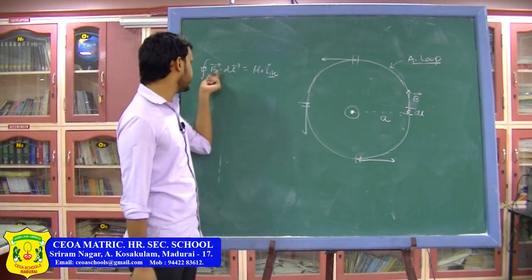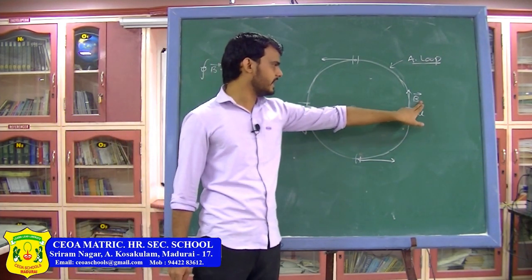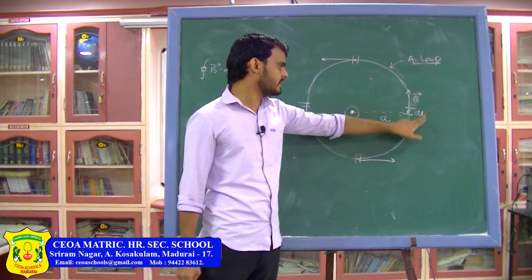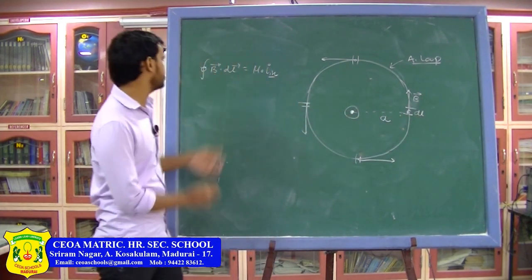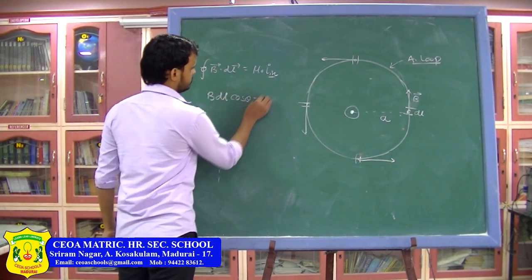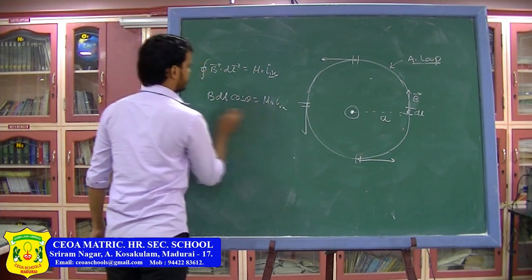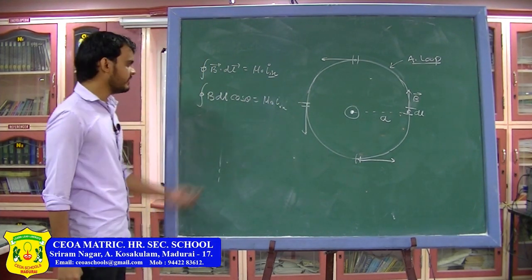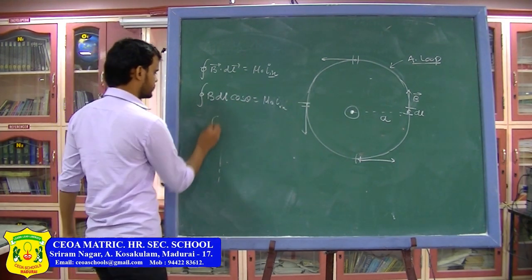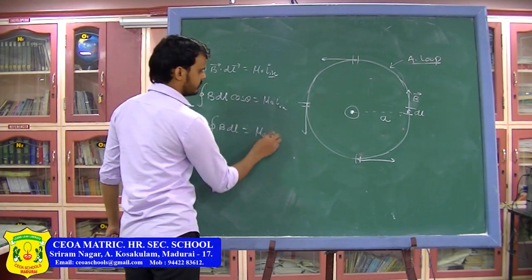So this integration I can simply write as B dl cos theta. Here theta will be the angle between the magnetic field and this element. So the angle between them is 0, so I can write the integration of B dl cos theta is equal to mu naught into I in. Now as the angle between B and dl is 0, cos theta will be 1, so I can write the total integration of B dl is equal to mu naught into I in.